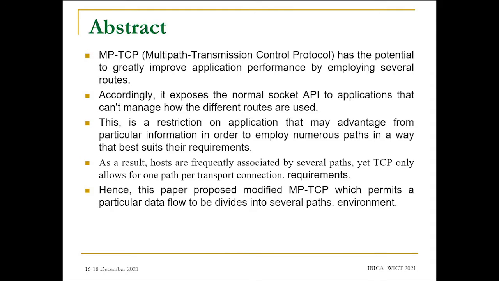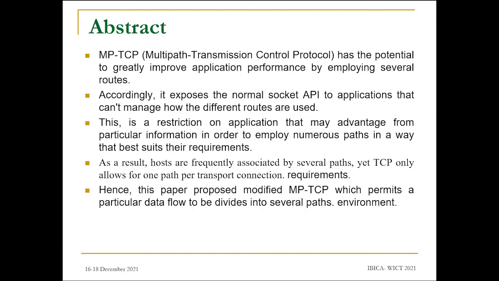Accordingly, it exposes the normal socket API to applications that can't manage how the different routes are used. This is a crucial attribute for various functions that are uninformed of the multipath behavior of the network. This is a restriction on applications that may benefit from particular information in order to employ numerous paths in a way that best suits their requirements. If these many paths could be used simultaneously, network resource use would be more efficient. This should improve the user experience by improving network stability and increasing throughput.